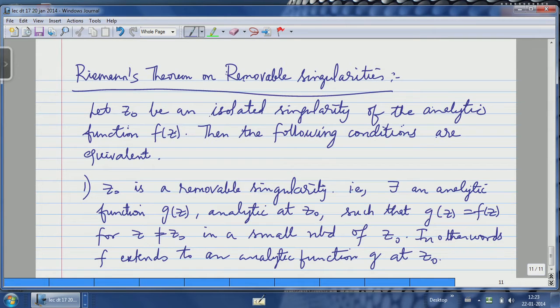So you can see that what this theorem does is give you various equivalent conditions for a singularity to be removable. So what's the second condition? You see, in all theorems connected with characterization of singularities, there are usually at least three statements. One is about essentially the definition of that singularity. The second one is the behavior of the limit of the function as you approach the singularity, okay. And the third one is the behavior of the Laurent series around that singularity, okay.